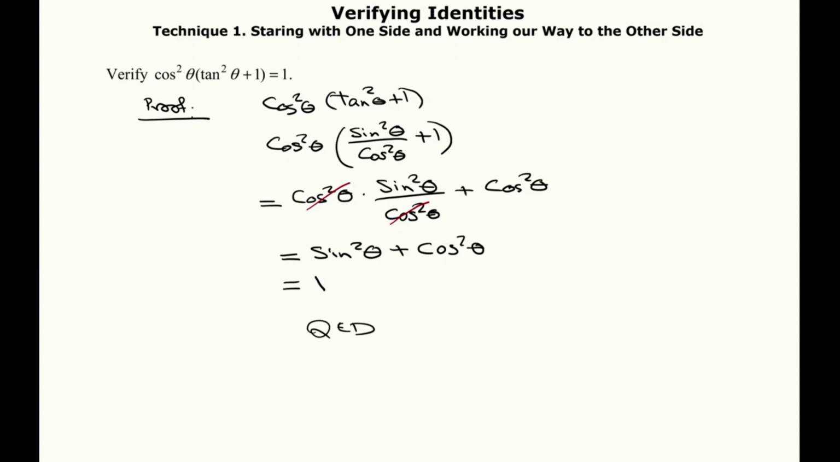That stands for Quod Erat Demonstrandum, which basically just means the proof is finished. So it's very important that you realize for this to be presented in the proper manner, you need to start with one side without changing it in any way. And then through some legal steps, try to work your way to the other side.